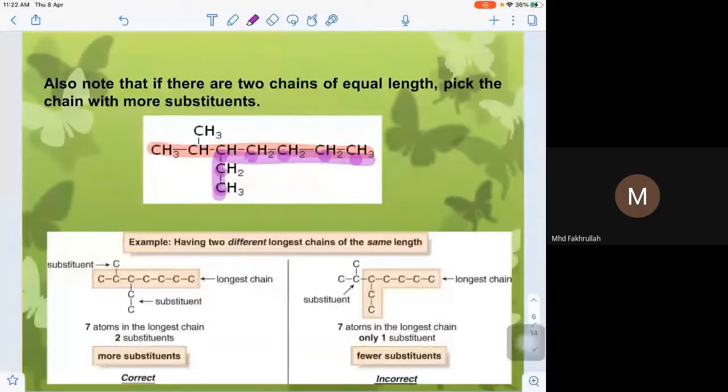So which one we will choose as the parent chain is the one that has more substituents. If we follow this purple pathway, then we only have one substituent attached to the parent chain. But if we follow the red one, we will have two substituents, which are methyl and ethyl. Those will be the substituents or branches of the parent. So we will choose this as the parent chain.